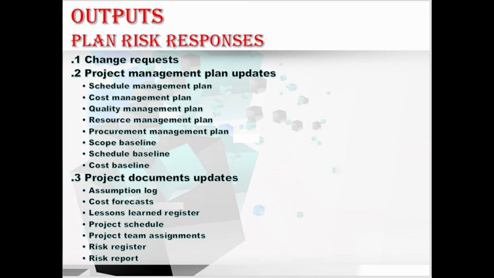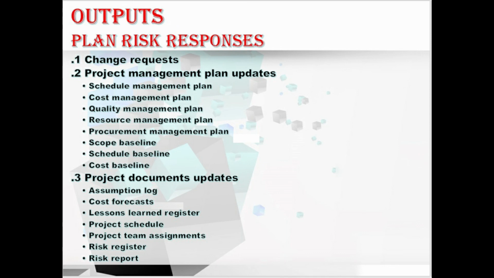Moving to the project team assignments. In this, once the responses are confirmed, the necessary resources should be allocated to each action associated with a risk response plan. Moving to risk register. In this, the risk register is updated when appropriate risk responses are chosen and agreed upon.